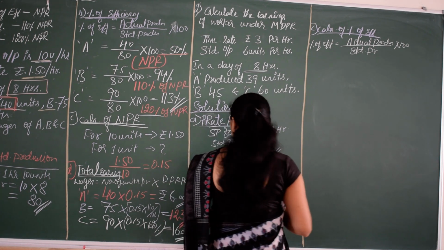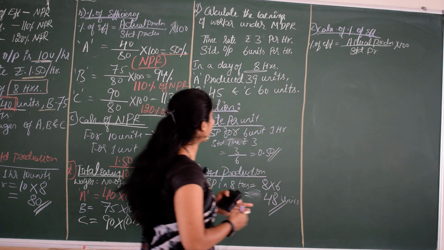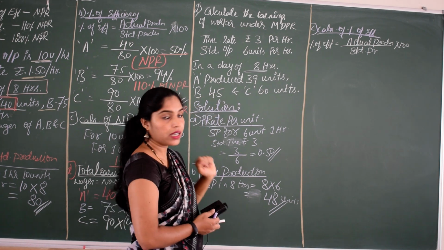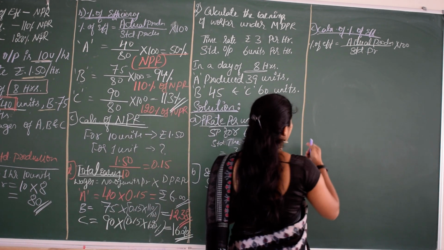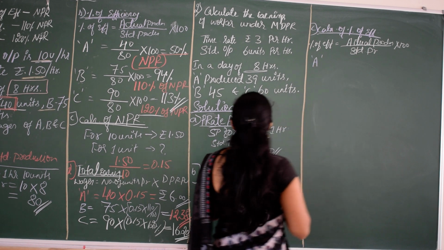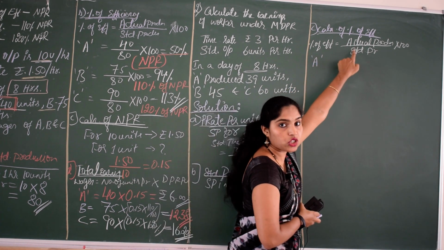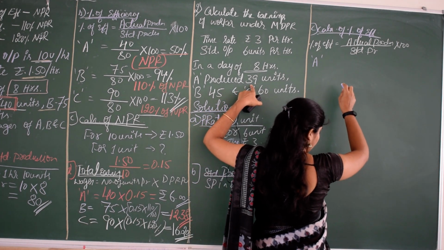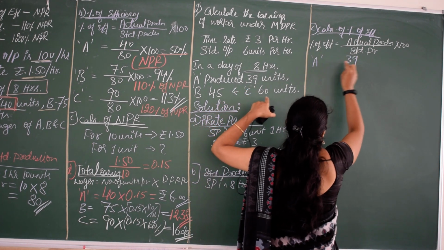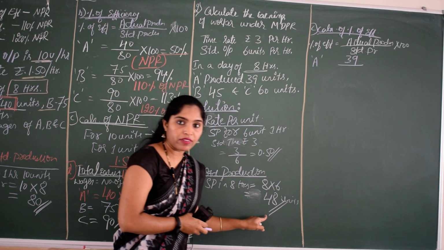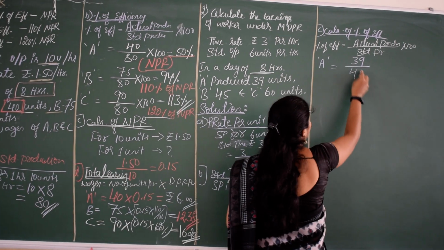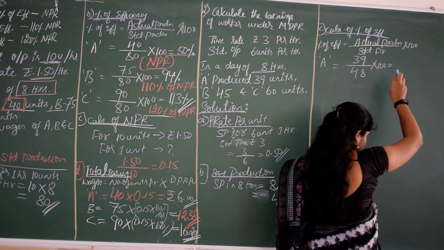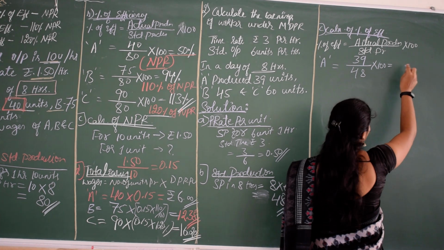Now calculate the efficiency of each employee. There are 3 employees in the organization, A, B and C. First let me calculate for Mr. A. A's actual production is 39 units. What is the standard production? We have calculated it here: 48 units, into 100. So how much will you get? You will get 81.25.